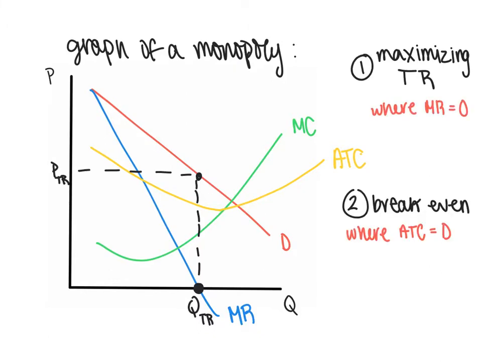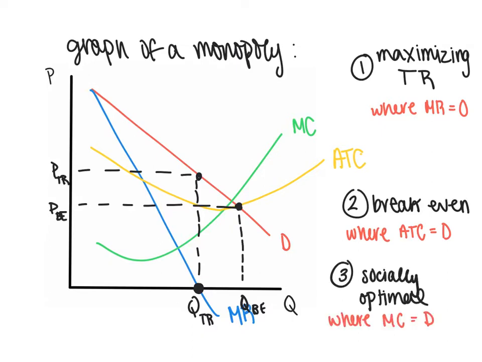Okay, so in order to find the break-even price, or the price where you have fair returns or zero economic profit, these all mean the same thing, you're going to find where ATC equals the demand curve. So that's right over there. So you're going to dot down, and that's your quantity where you break even, and then you're going to once again dot to the left to the price, and that's where you break even.